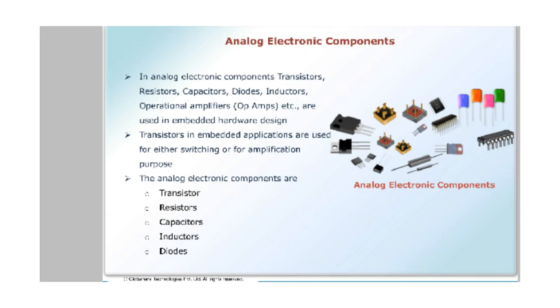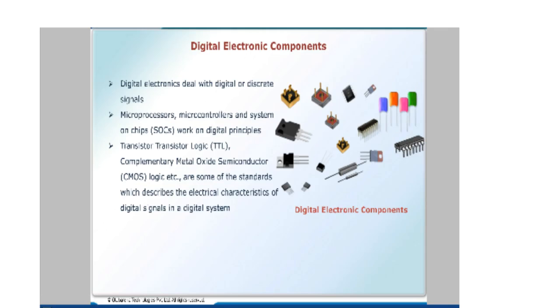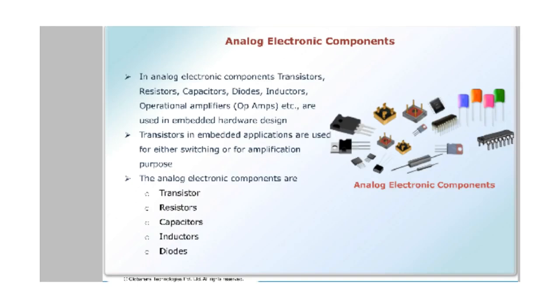These analog electronic components are integrated into the IC board, or built on the PCB board. By building on the PCB board, we can design or manufacture one embedded product. So by using these analog electronic components, we can integrate on the IC board, or we can build on the PCB board.